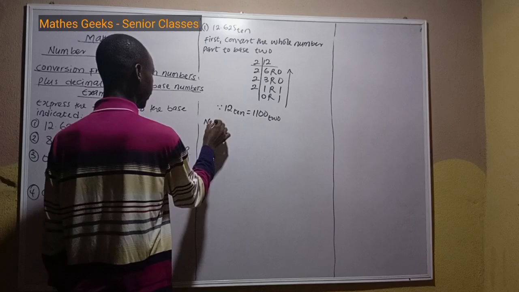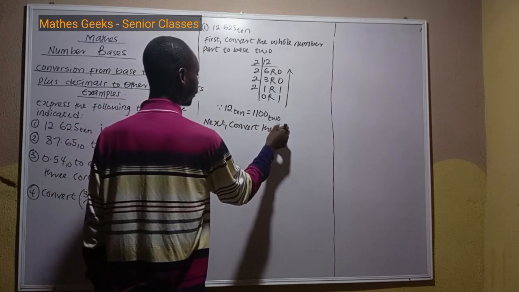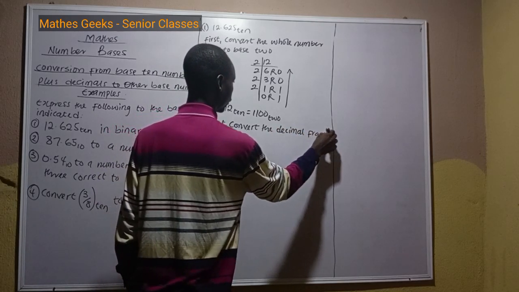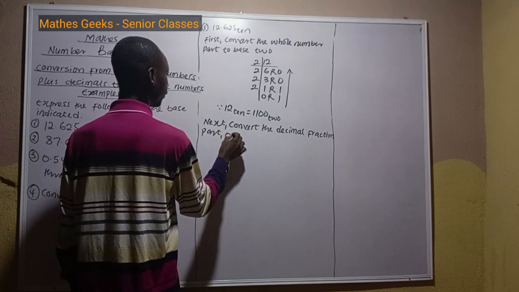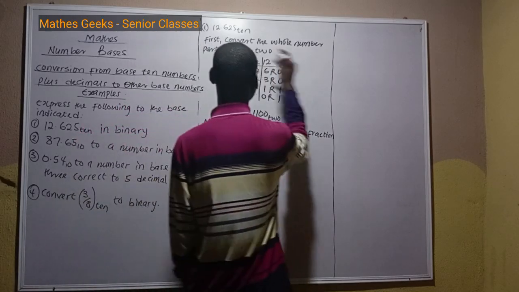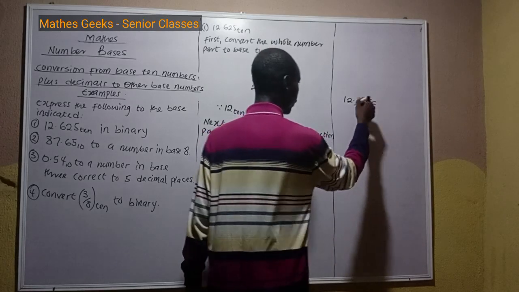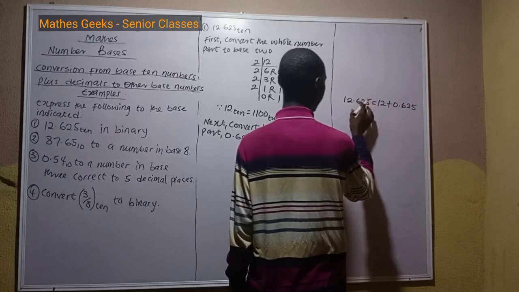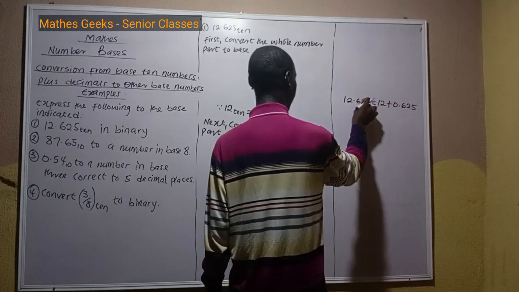Then next, convert the decimal fraction part, which is 0.625. This place is 0.625 because if we split 12.625, we're going to have 12, which is the whole number part, plus 0.625. So if we split this figure, we're going to have 12 plus 0.625. When we add, we get this back.